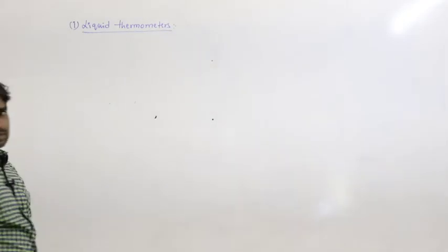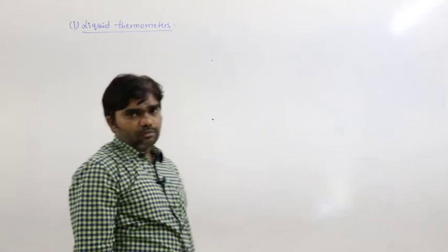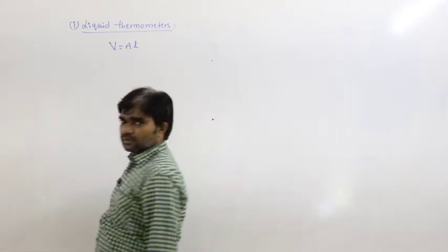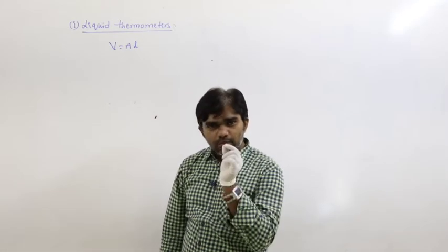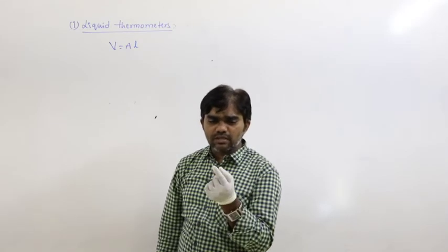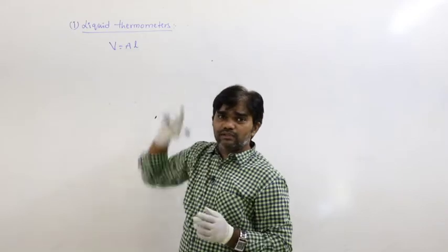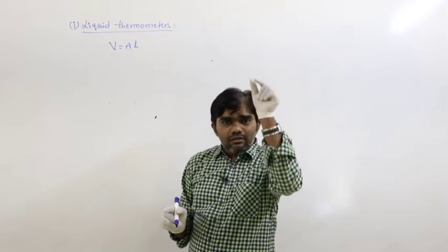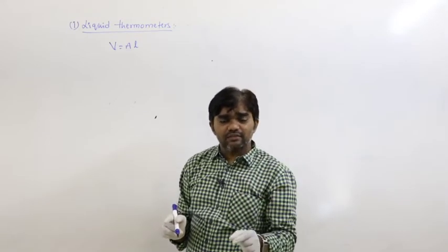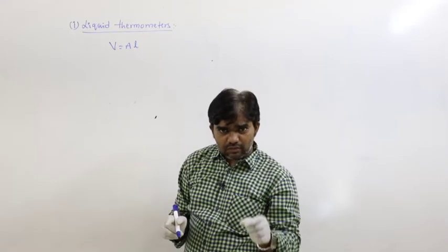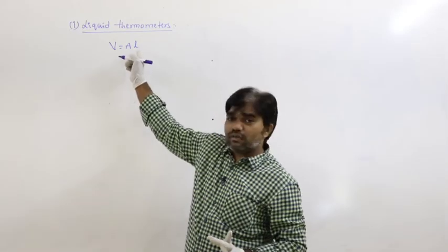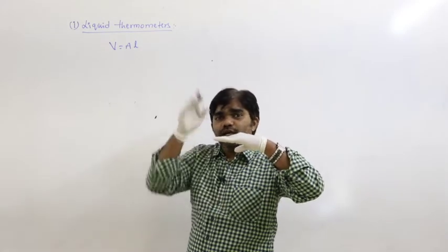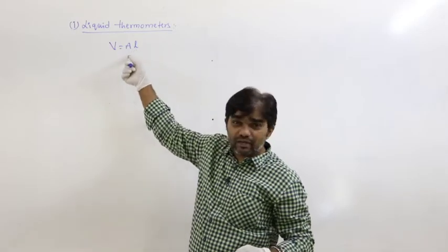So in the case of liquid thermometers, generally volume is equal to area into length. The thermometer shape is cylindrical. The volume of the cylinder we can write as area into length. This is the area of cross section. The area of cross section of the thermometer remains constant. So only what value changes here? The length of the liquid column. The mercury column rises or falls depending on temperature, so only the length of the liquid column changes.